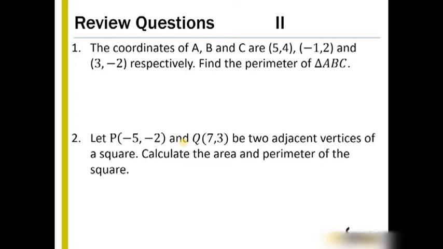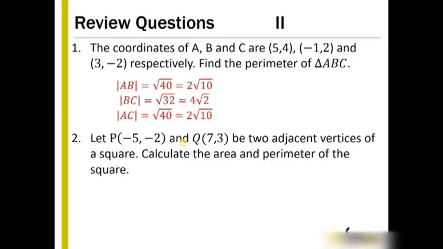Here are the answers. The distance from A to B is the square root of 40, or 2 root 10. From B to C is root 32, or 4 root 2. And from A to C is root 40, or 2 root 10. If we add all of that up, then the perimeter is 4 times root 10 plus root 2.